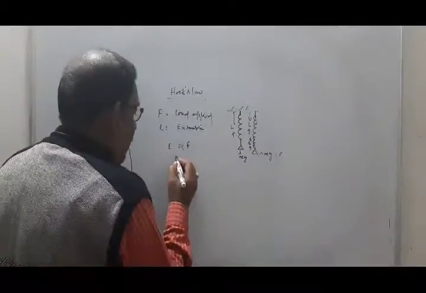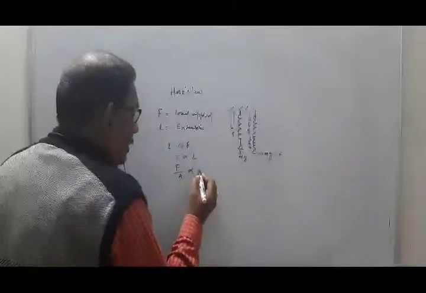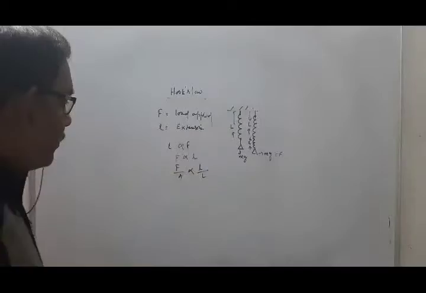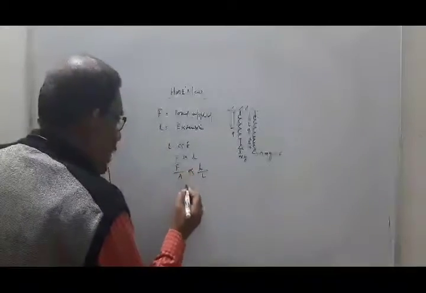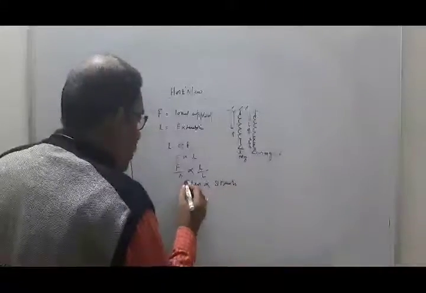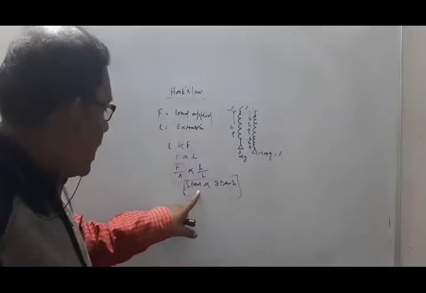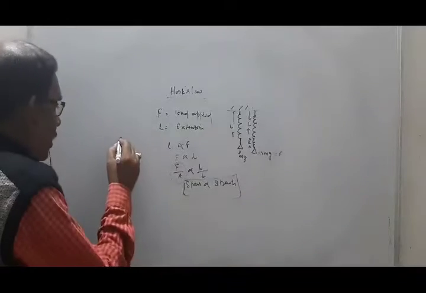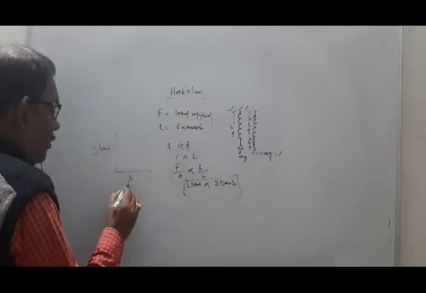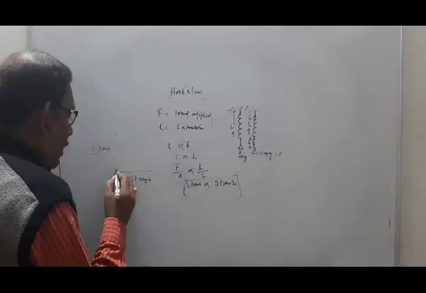Now here F is proportional to l. Dividing F by A, and l by the original length L, here A and L are constant quantities. So it is your stress, it is your strain. Okay. So another definition of Hooke's law is: within the elastic limit, the stress is proportional to strain. If you draw a graph between stress and strain, it becomes a straight line.